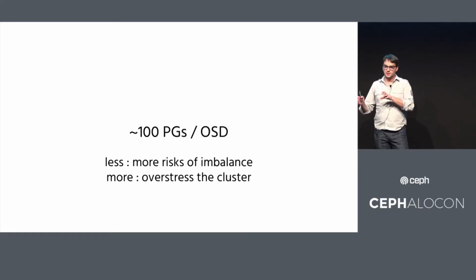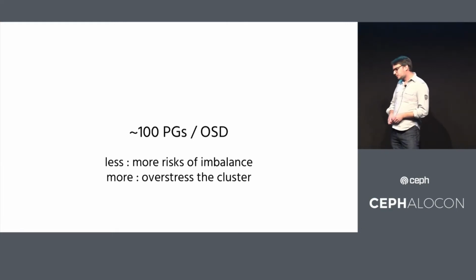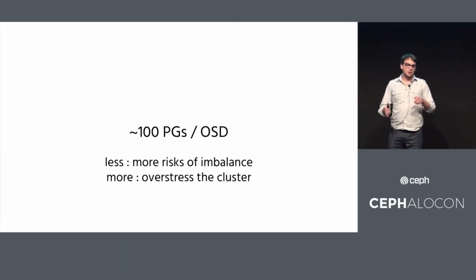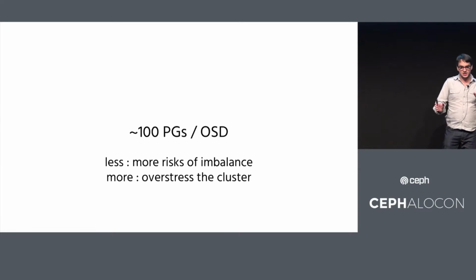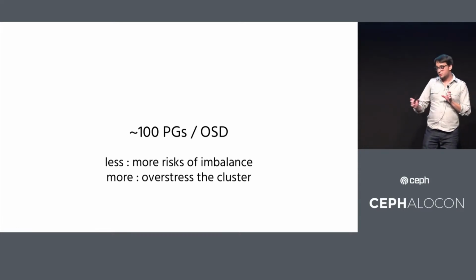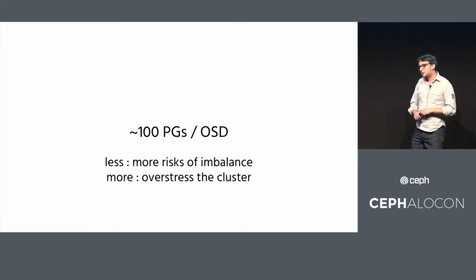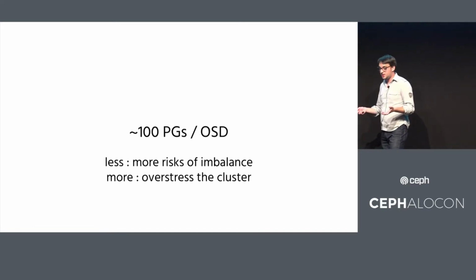You can end up with OSDs being 80% full, while others will be only 30% full. If you have more than 100 PGs per OSD, this will overstress the cluster in bad times, in times of recovery, because the OSDs will have to accommodate a lot more PGs to remap, rebalance, and recover, and you will consume much more CPU and RAM, while it's not really needed.